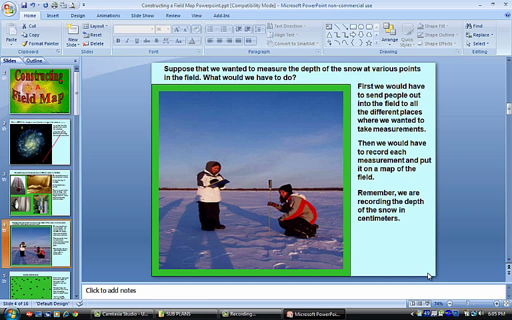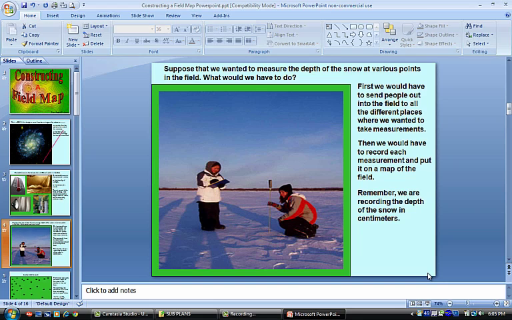Okay, now if we want to measure the depth of the snow at various points in the field, what do we need to do? First, we would have to send out people into the field at different places to find out where we want to take measurements. That's very important. We just don't want to rely on one point to take one measurement. We need to get a variety to see what goes on and to not have the data be skewed.